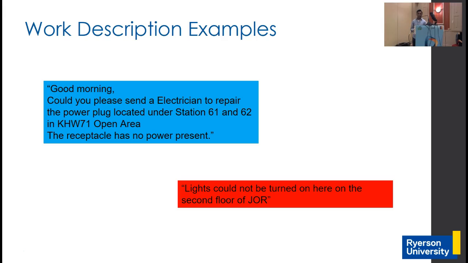So here's an example of the work orders we're receiving from the submitters, and the one in blue is a very good example of a work order submission because they specify that the receptacle has no power present. So we know that it's an electrical issue, and we also know that it's a problem with a power outlet. The one in red, I would say, is a not so good submission, because all we see is that lights could not be turned on down here on the second floor of Jor. So we know that the lights aren't going on, but we don't really know if it's necessarily a lighting issue, or if that's a whole power out issue in that room, or if it's just a light bulb issue.